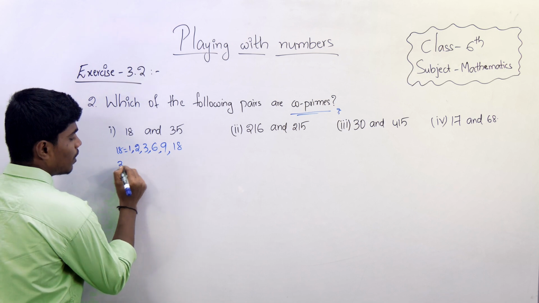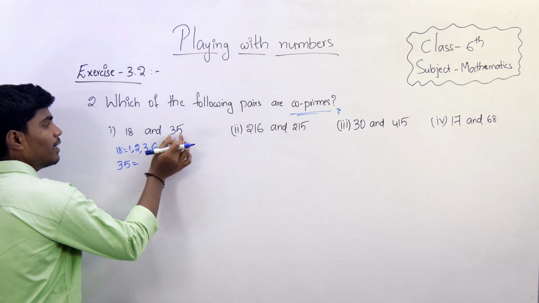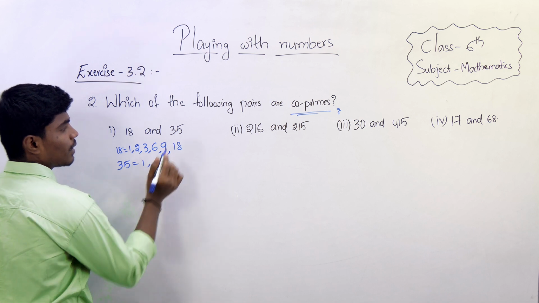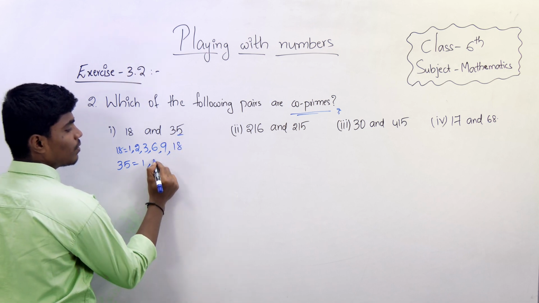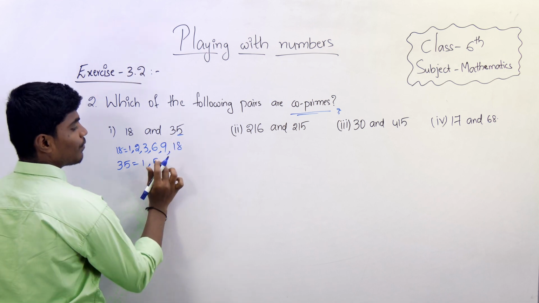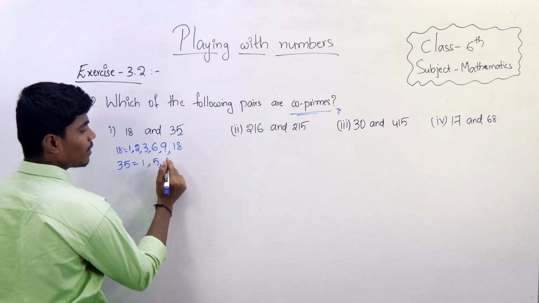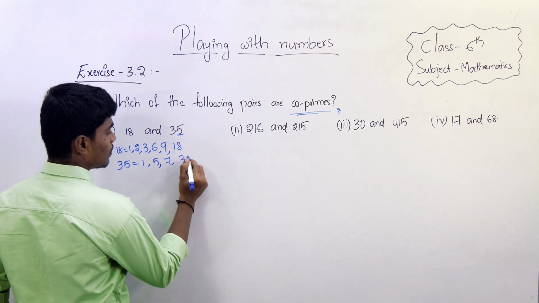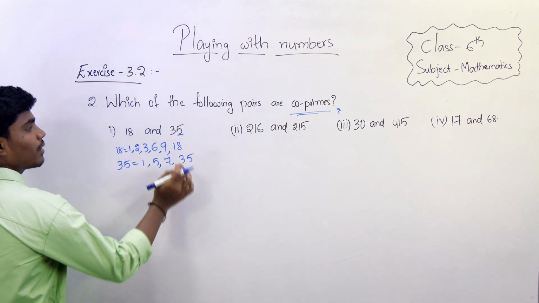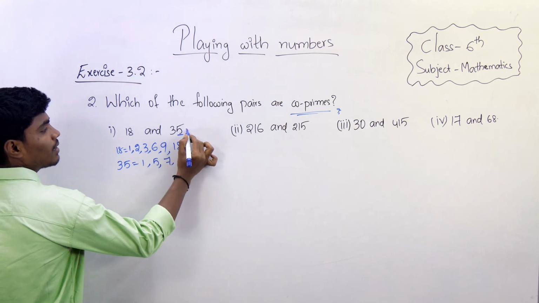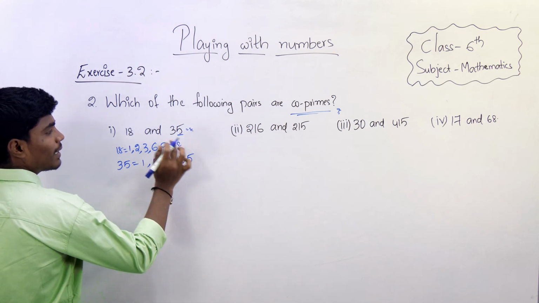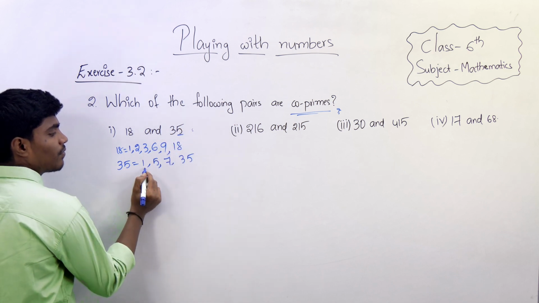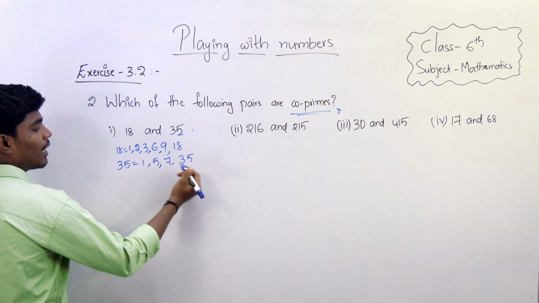Okay, now 35. Here the factors are 1. Next, in the ones place we have 5, so it is divisible by 5. Next, 5 7s are 35. Okay, 7 is also a factor. Next, 35. Okay, 5 plus 3 is 8, the sum of digits is 8, so it is not divisible by 3 or 9. Okay, the factors of 35 are 1, 5, 7 and 35.